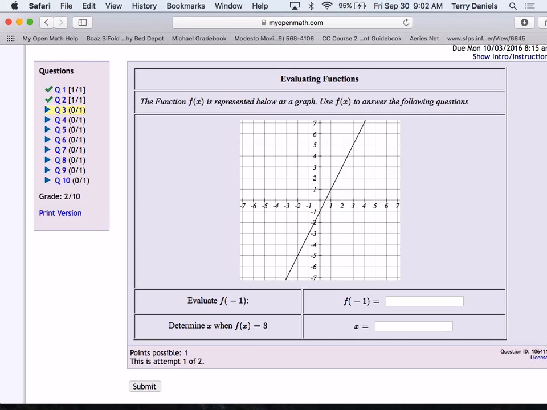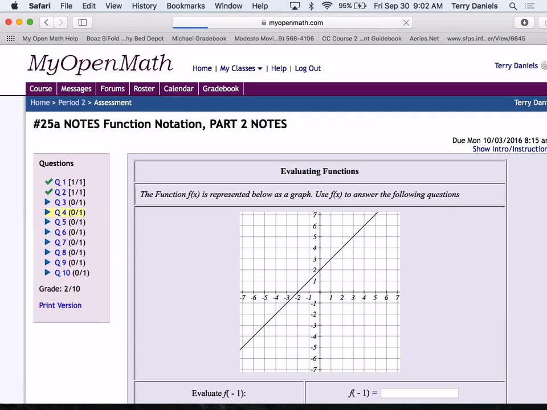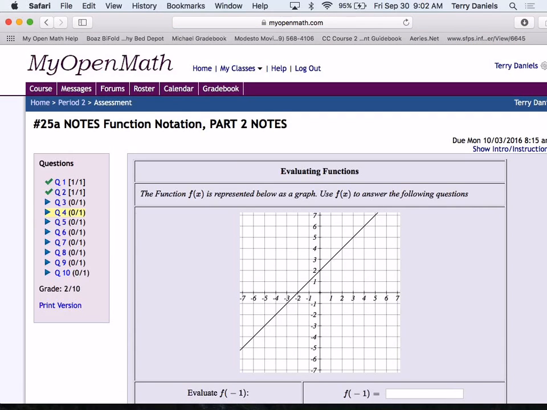All right, so let's take a look at number 4. Number 4, same sort of idea here. Instead of looking at ordered pairs, I'm just going to do them on the graph. Hold on a second, I need to move this up a little bit.